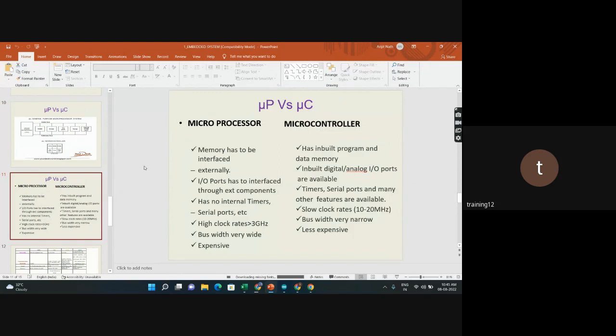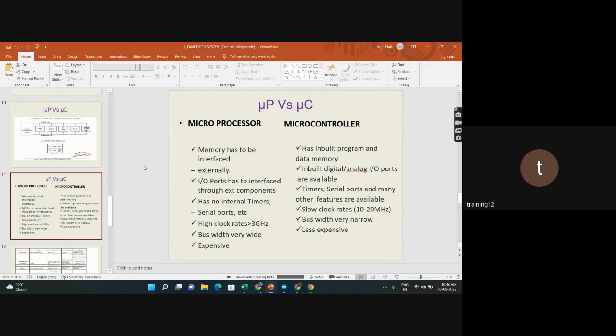In a microprocessor, memory has to be interfaced externally, but a microcontroller has inbuilt program and data memory. In a microprocessor, I/O ports have to be interfaced through external components, but in a microcontroller, inbuilt digital or analog I/O ports are available. A microprocessor has no internal timers or serial ports, but in a microcontroller, serial ports, timers, and many other features are available.